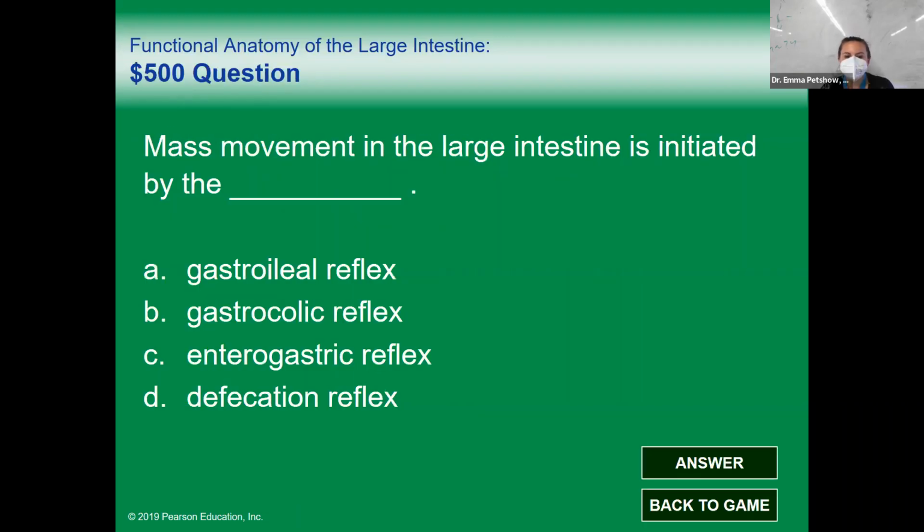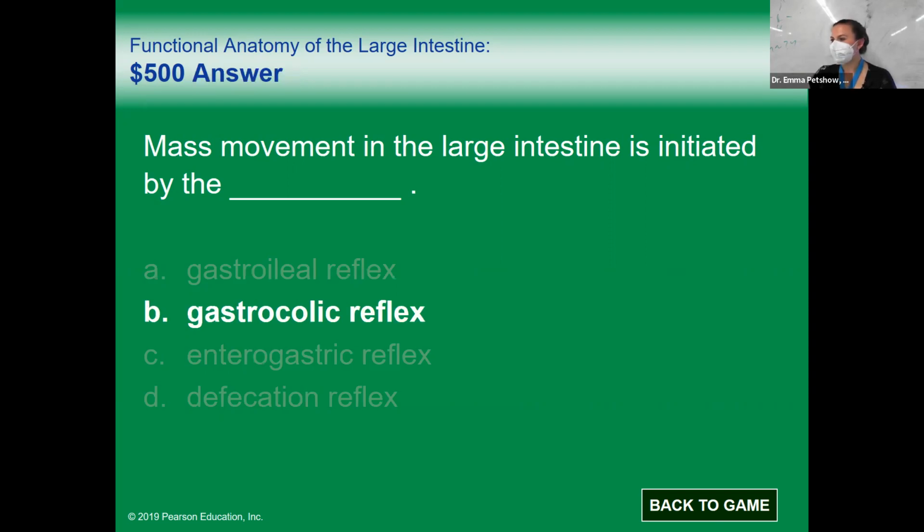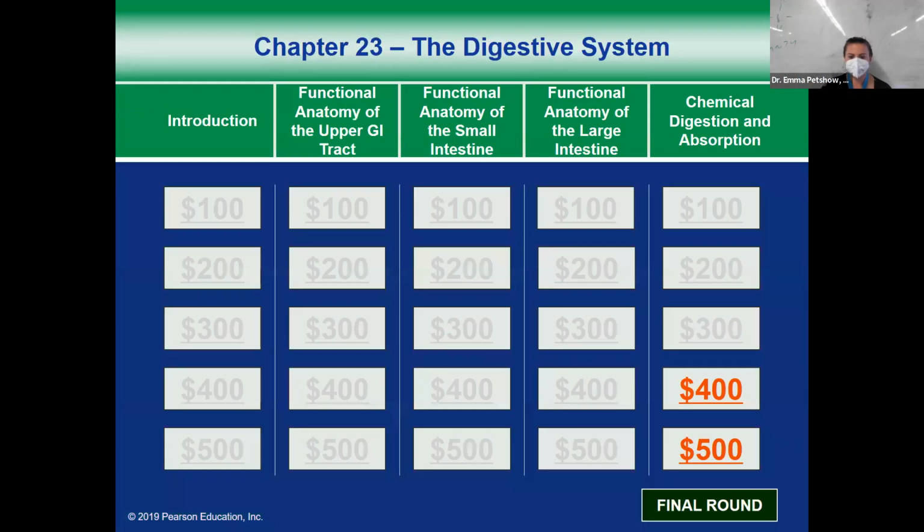Mass movement in the large intestine is initiated by the, oh man, mass movement: the ileal, the colic, the gastric, or defecation reflex. Gastrocolic. I think of a colicky baby, right? You can feel the pinging on their belly when they're colicky. And so it's that pinging, that movement. So I think about the colicky baby, it's intestinal movement. That's how I remember it. It works. Doesn't make any physiologic sense, but it's in my brain forever.